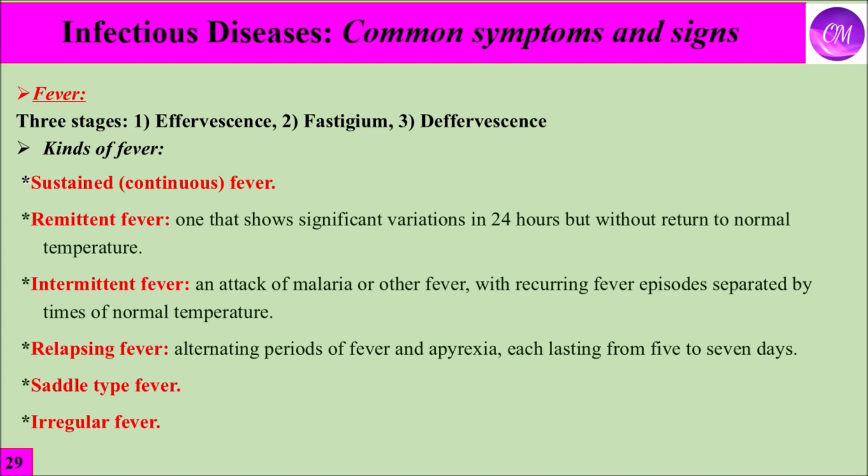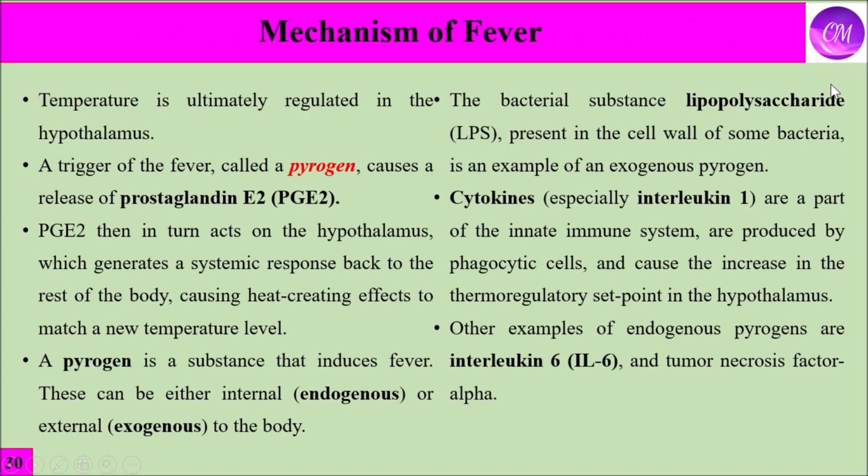Then relapsing fever, alternating periods of fever and apyrexia, lasting from 5 to 7 days. Saddle type fever and irregular fever. Now let's discuss the mechanisms of fever.